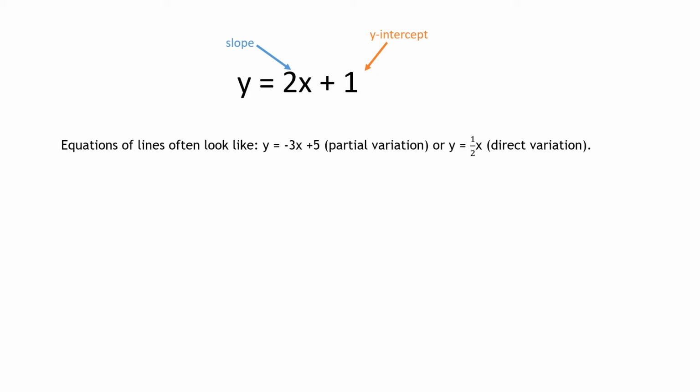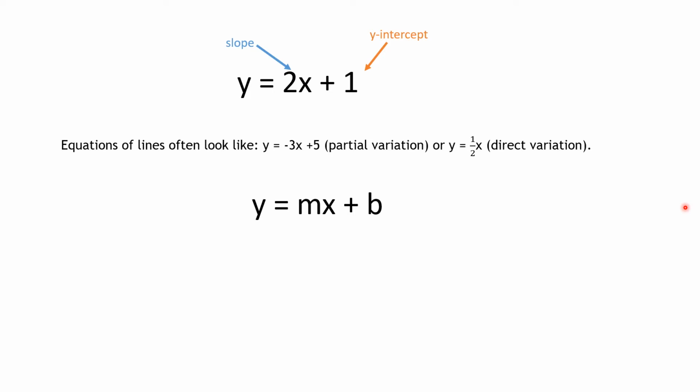So equations of lines often look like this kind of thing, with negative 3x plus 5, or like this. That's partial variation when we have a constant number added on here. If there's no number, we assume it's a 0. That would mean your y-intercept is a 0. And that would be like this case here, where we have no constant or a 0. And that's direct variation. So those are the two types of variation we already know.